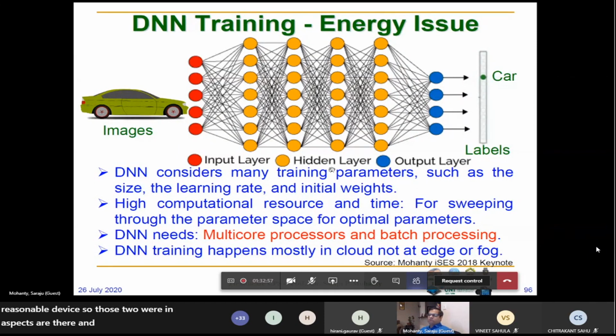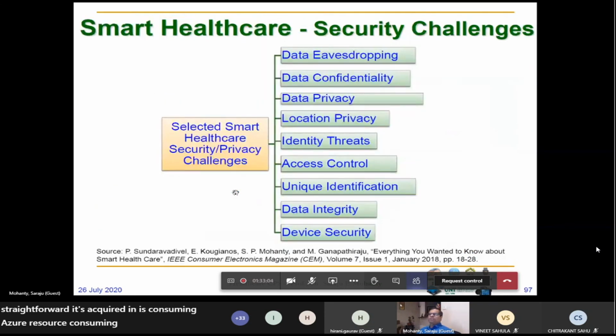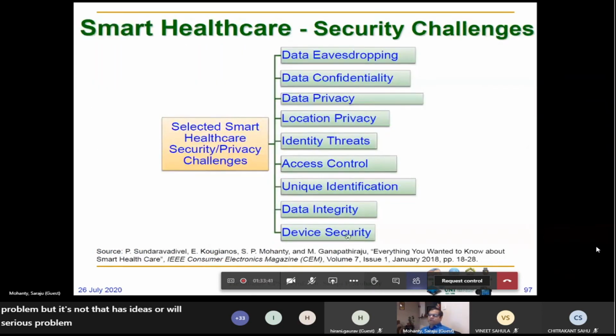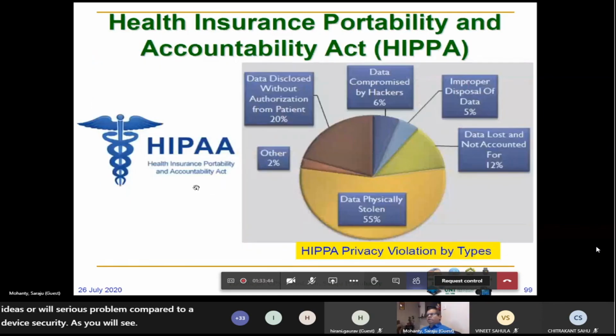And the deep neural network, when we say it, is not straightforward. It's quite energy consuming and resource consuming, as we know. There's a security challenge when you go to the details: data eavesdropping, data confidentiality, location, and all these details. At the same time, device security is also a very important aspect of smart healthcare. For example, your Fitbit is hacked or your insulin pump is hacked. Those are also serious problems. It's not just privacy, that somebody's health record is compromised. That's a bad problem, but it's not as hazardous or serious compared to device security, as you will see.